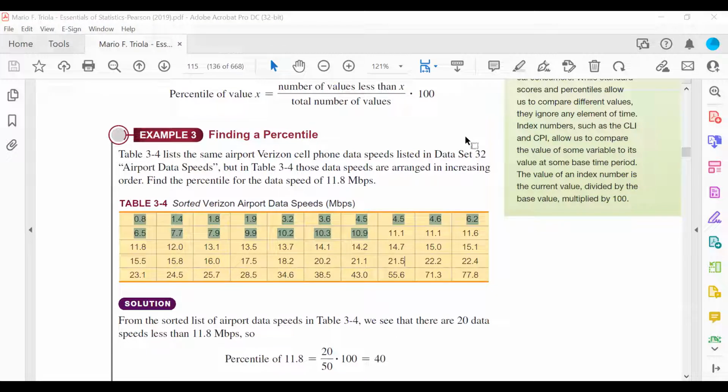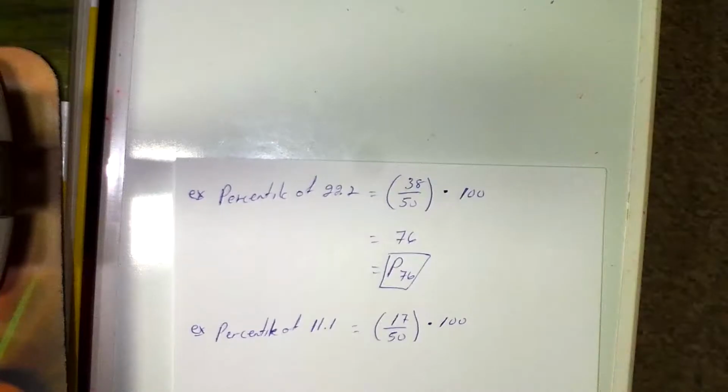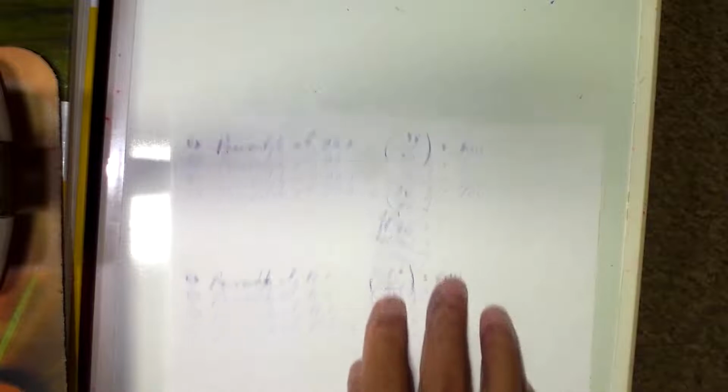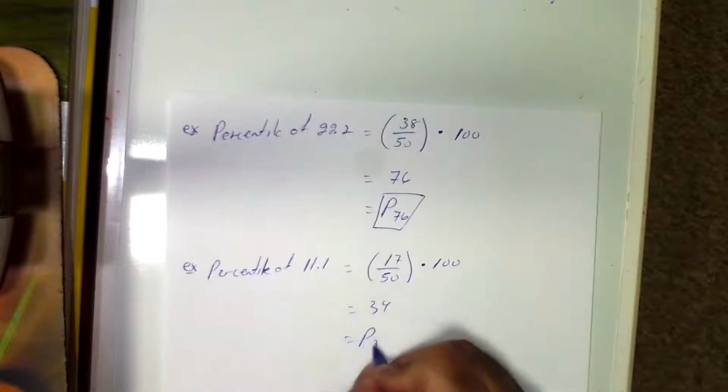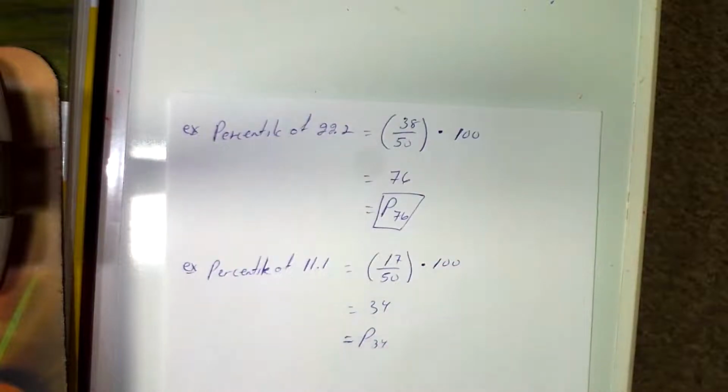I'm going to divide. And so let's see, 17 divided by 50. Multiply that by 100. I get 34. So this would be P34.